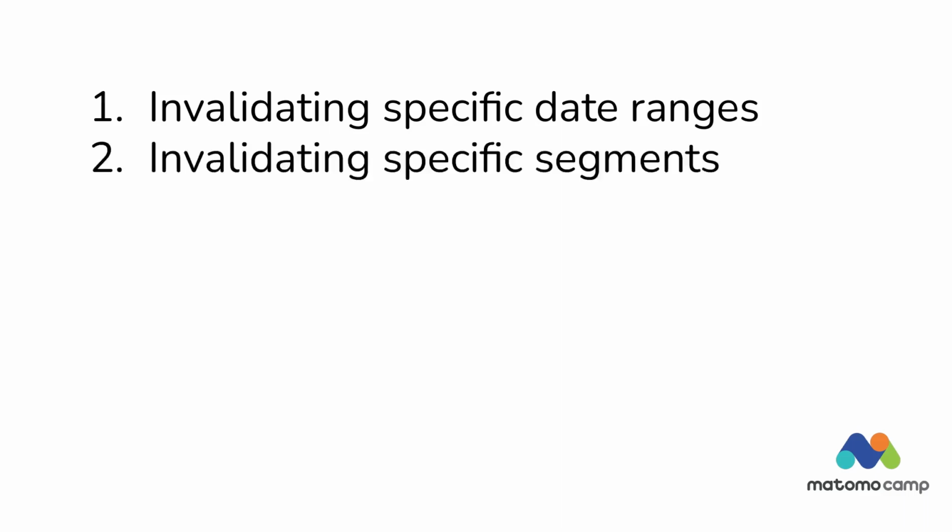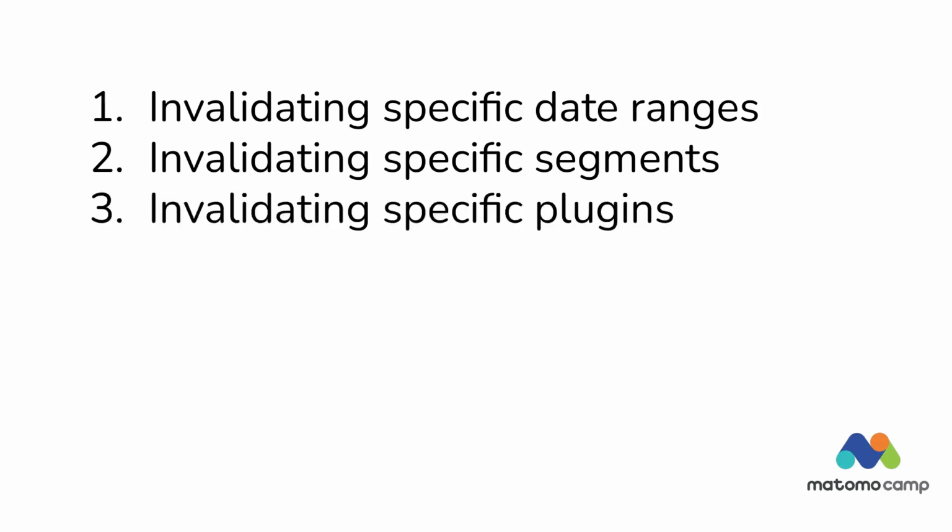We're also going to have a look at invalidating specific segments. And then number three, which is something that you might not have been aware of, is invalidating specific plugins. If you don't know, Matomo 4 actually ships with a new feature that allows plugins that support that new feature to automatically archive reports going back a certain number of months.